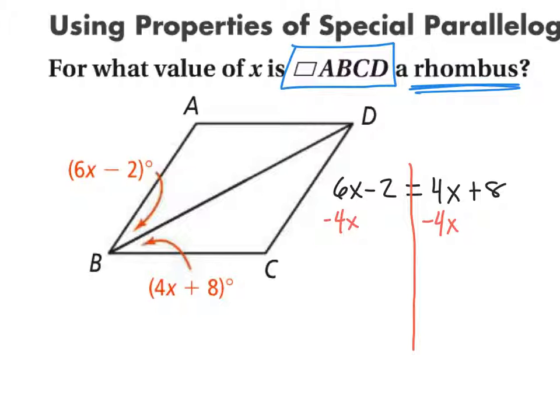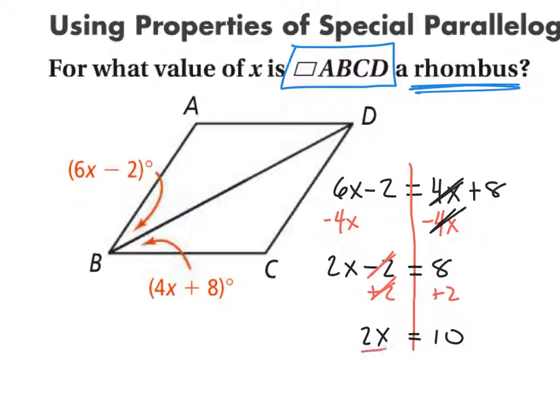So I get 2x. I still have a minus 2, and it's still equal to what's left over on the right side, which is a positive 8. Now, to get my numbers over to the right, I have to do the opposite operation here, which means I'm adding 2 because it was a negative 2 to start with. 2x equals 10. And now I am dividing both sides by 2, and so x equals 5. Okay?